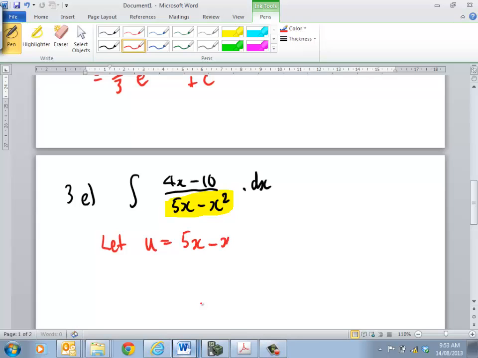5x take x squared. I'm never going to live that down, am I? It's a bit like they're saying surds are not turds. Surds are good. Alright, make life easy for us.